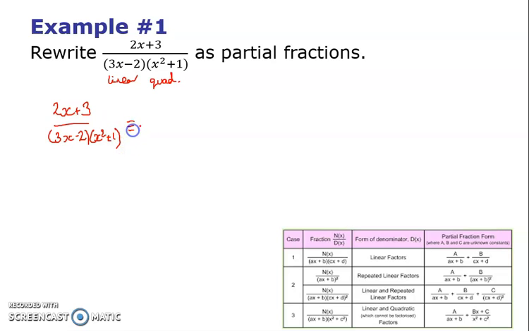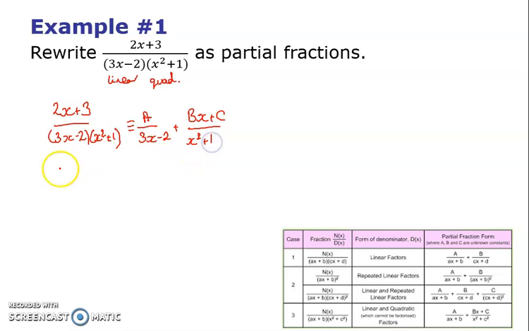And this is equivalent to, well, it's just A over 3x minus 2. But this is the tricky bit. It's now Bx plus C. We have to assume it's a linear term, and we don't know if there are any x's, we don't know if there are any numbers, but we have to assume both are there, over x squared plus 1.